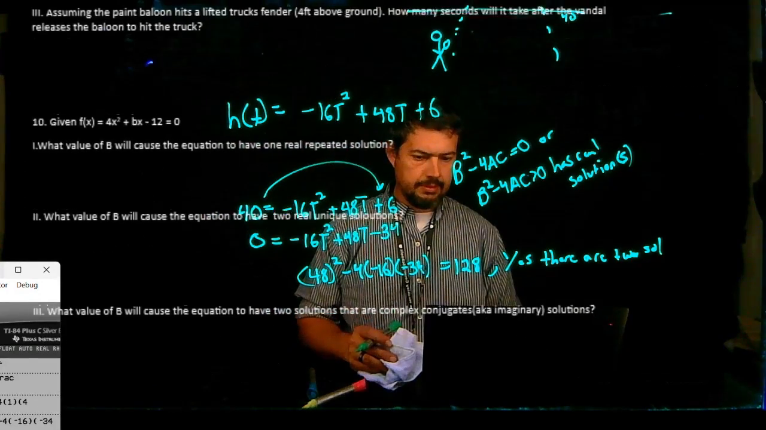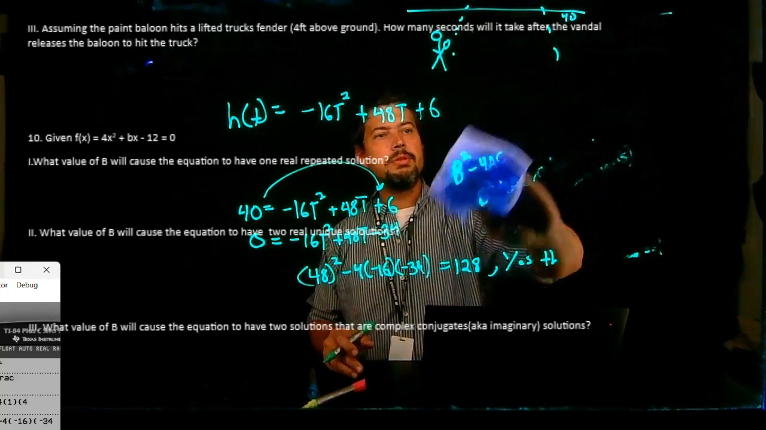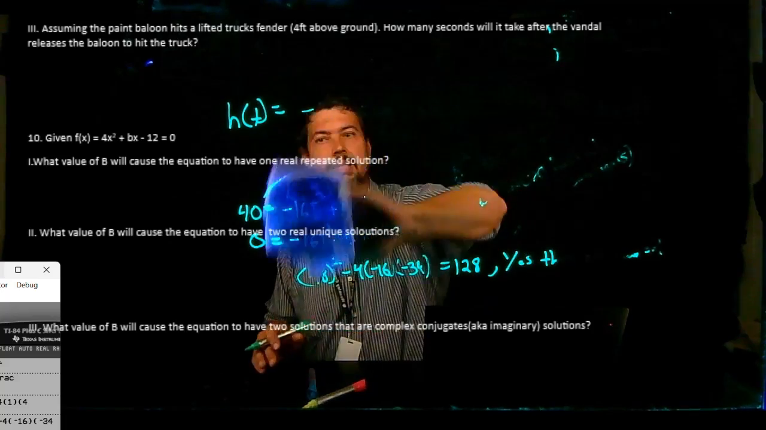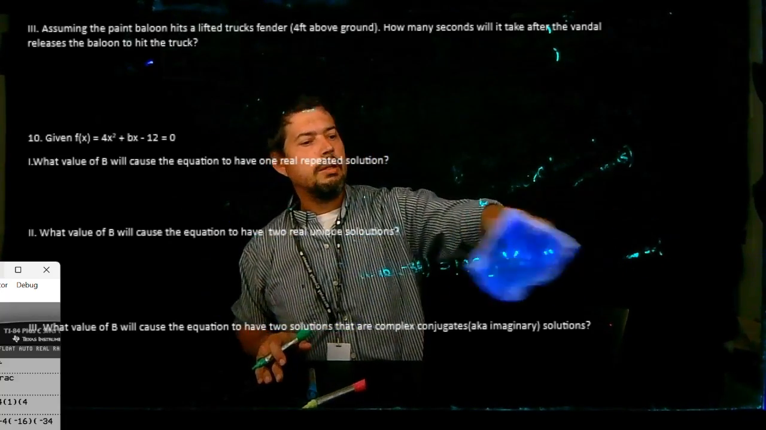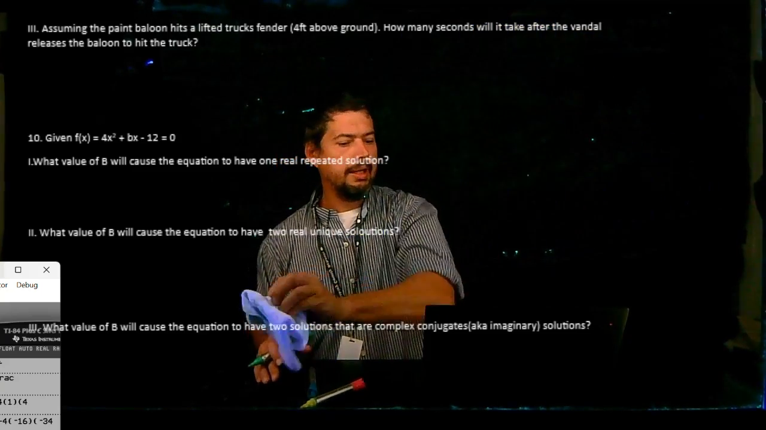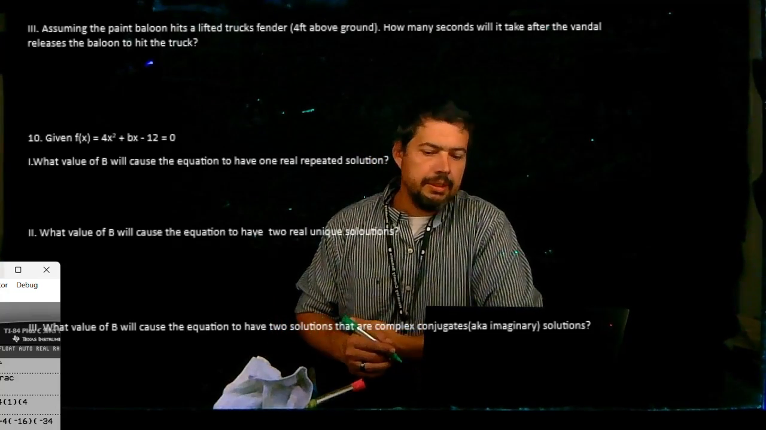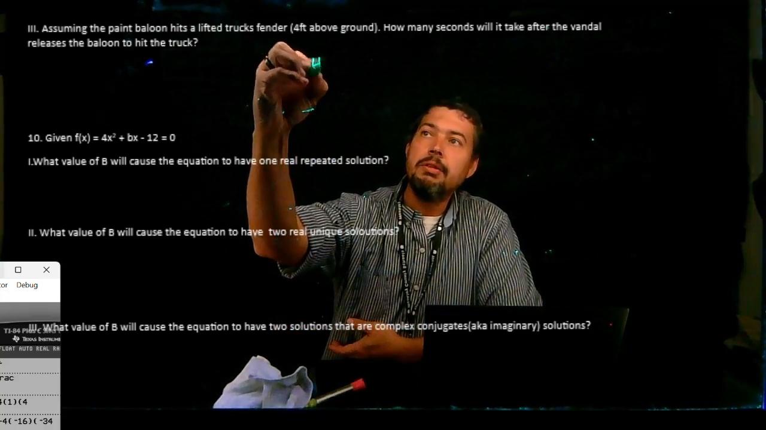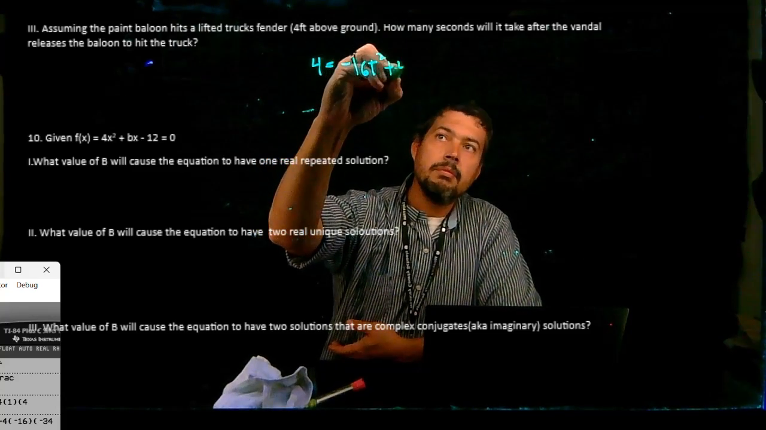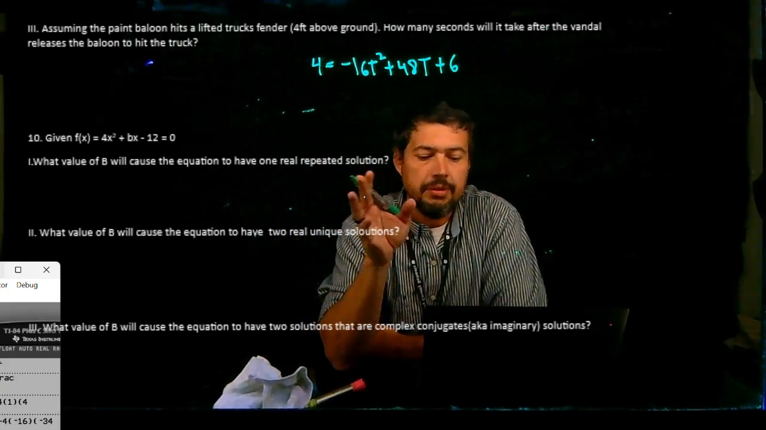All right. Assuming the paint balloon hits a lifted truck's fender, which is 4 feet above the ground, how many seconds will it take after the vandal releases the balloon to hit the truck? I actually have zero intentions of you doing this particular problem by hand. In fact, you could have kind of cheated your way through part 2. But I want to know when the height of the balloon is 4 foot. So I'm going to set 4 equal to the equation. You're going to get 2 non-real answers if you do this one by hand.